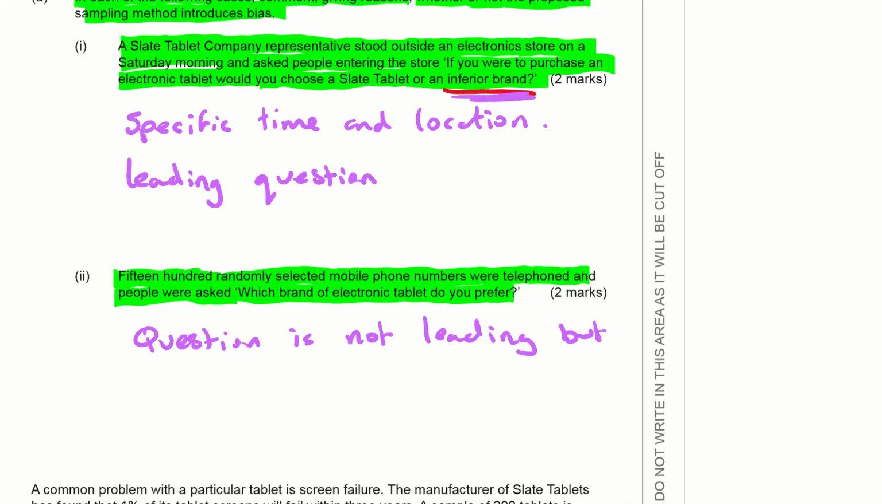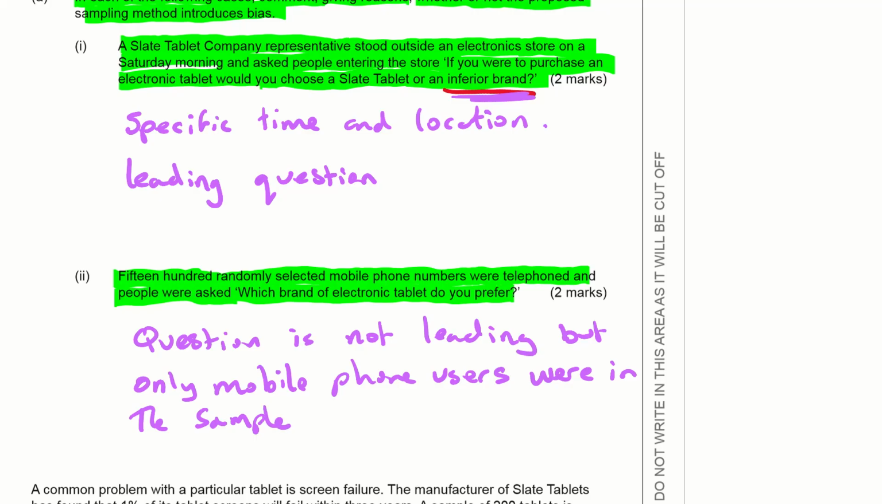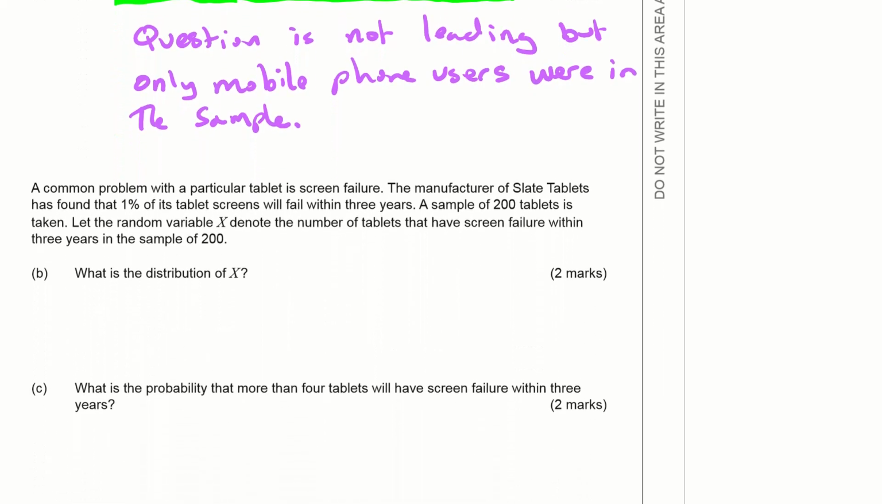But only mobile phone users, which I realise is nearly everybody, but only mobile phone users were in the sample. Not only that, those that would actually pick up for a number they don't recognise. So it could introduce bias as well.